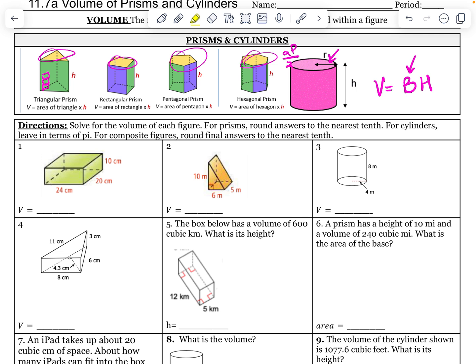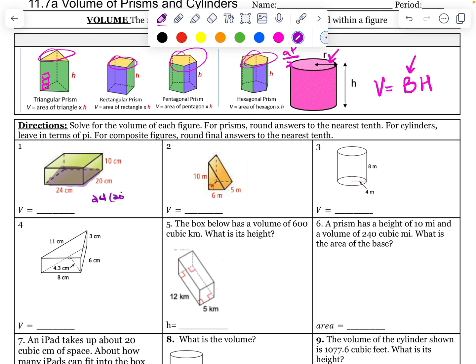So let's see. I'm going to make my base for this one what is actually on the bottom and the top, right? So there's my bottom. So I'm going to do the area of the base is 24 times 20. And then the height then is the distance between my two bases times my height. Y'all, this is just length times width times height. Pretty straight up for if it's a prism. You did that in 5th grade. 24 times 20 times 10 is 4,800 cubic centimeters. Do not forget my units.